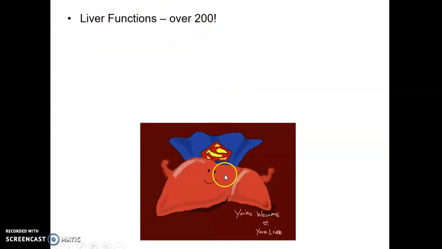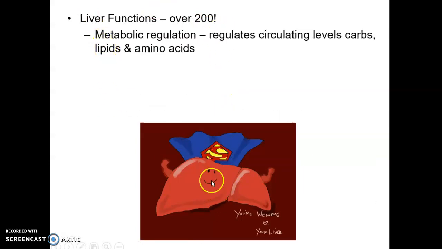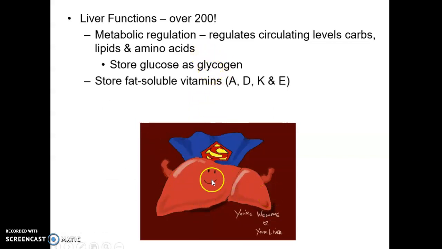It does have over 200 functions. Importantly, metabolic regulation. It helps regulate circulating levels of carbohydrates, lipids, and amino acids. Stores excess glucose as glycogen. Remember glycogen storage in our liver, also in our skeletal muscles. Stores fat-soluble vitamins A, D, K, and vitamin E. Detoxifies drugs and toxins that we may have ingested.